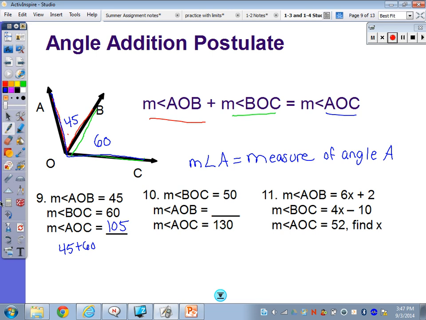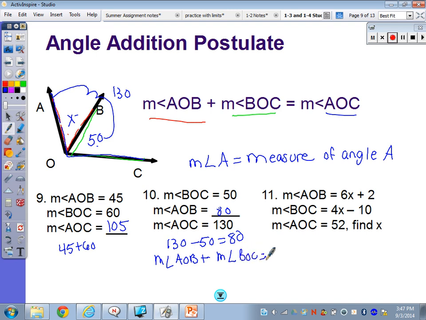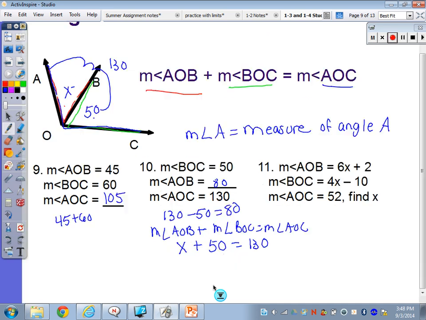On this one, we have BOC is 50, AOC is the whole thing, which is 130, find AOB, which I could call X. So there's two things you can do. If you know the whole thing and one part, to find the other one, you subtract. So I would do the entire thing minus the part, which gives me 80. And you can check it. 50 plus 80 gives me 130. The other thing is if you write the whole thing out, so the measure of angle AOB plus BOC is equal to the measure of angle AOC. AOB we don't know, so we can call it X. BOC is 50, so I replace that. AOC is 130, and then if you solve this, again, you subtract 50, and you get X to be 80.